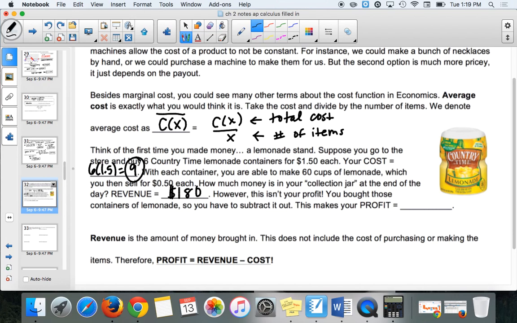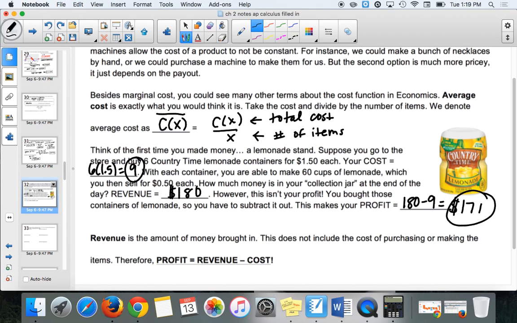However, this really isn't your profit because originally you went and bought that lemonade or the supplies. So when you bought those containers of lemonade, you have to subtract it out. So you have 180 minus 9, you'd make a total of $171. Pretty good for a little kid.